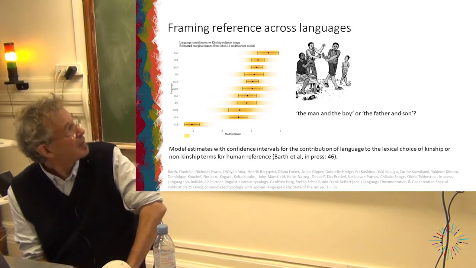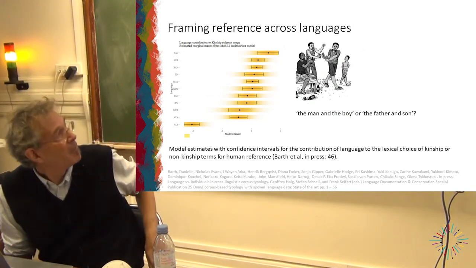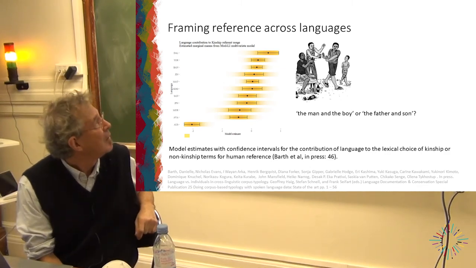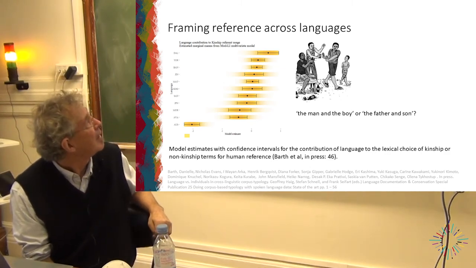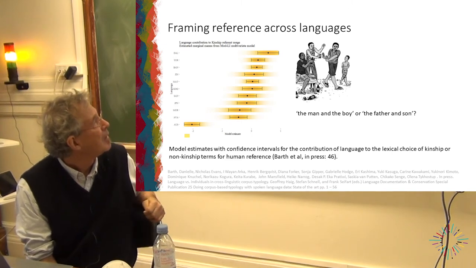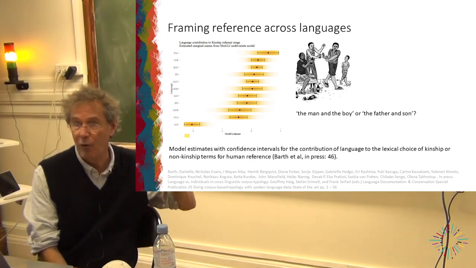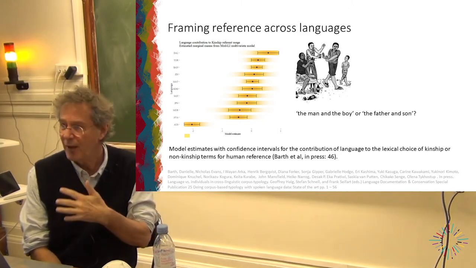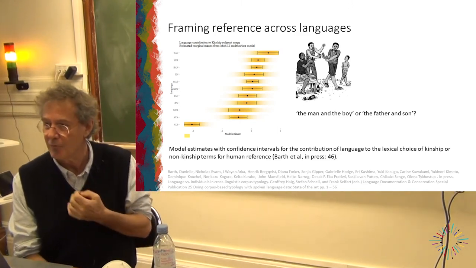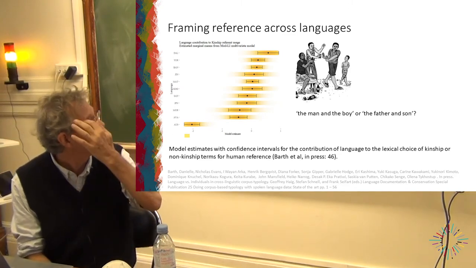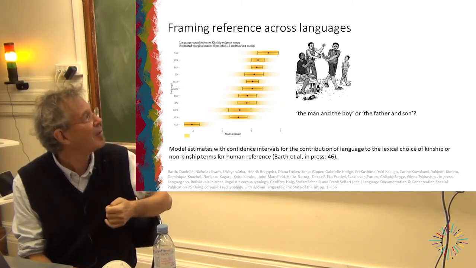So if we just look at some of the languages in our corpus, like I said, we've got about 30 from every continent, but here is some of them. And we look at when people formulate reference to individuals. This is one of the scenes. It's a fairly heavy story that we've got, because we wanted people to get emotionally involved, and it involves alcohol and domestic violence and other stuff.